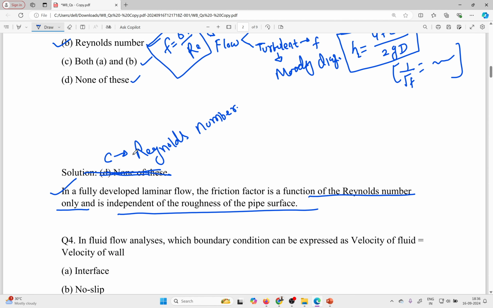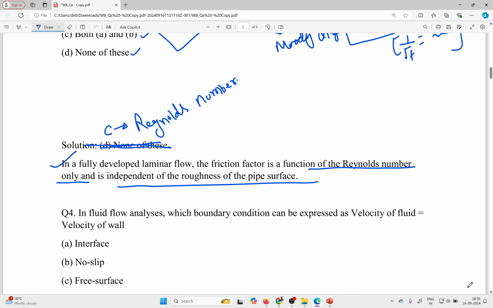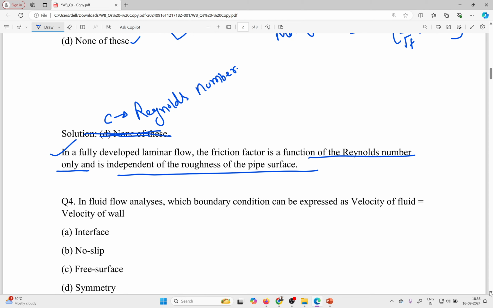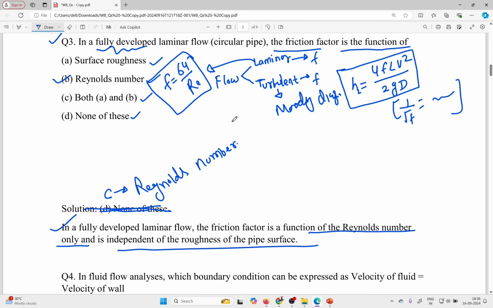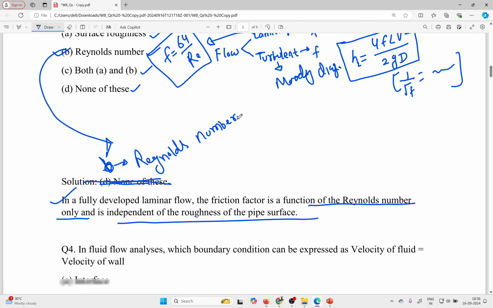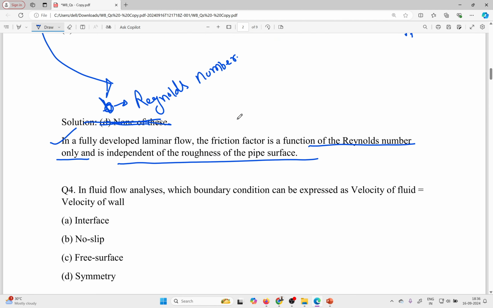Now moving ahead. Question number 4. What you are telling please? Oh, C, not B. Yeah, this is B only, yeah. Oh, my mistake. Okay.